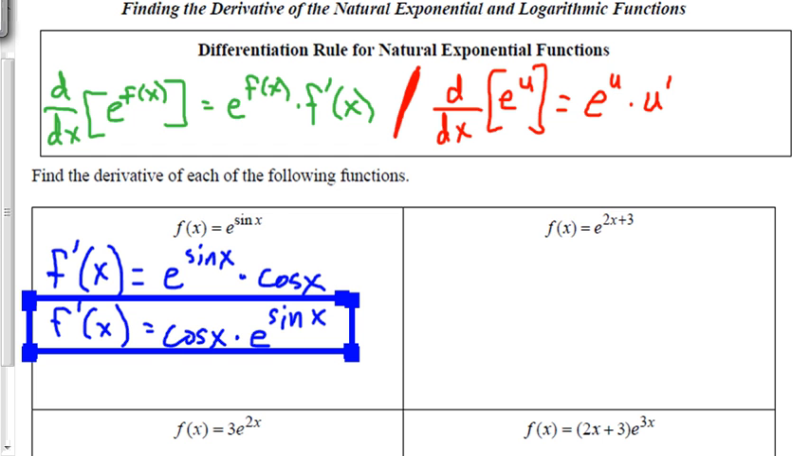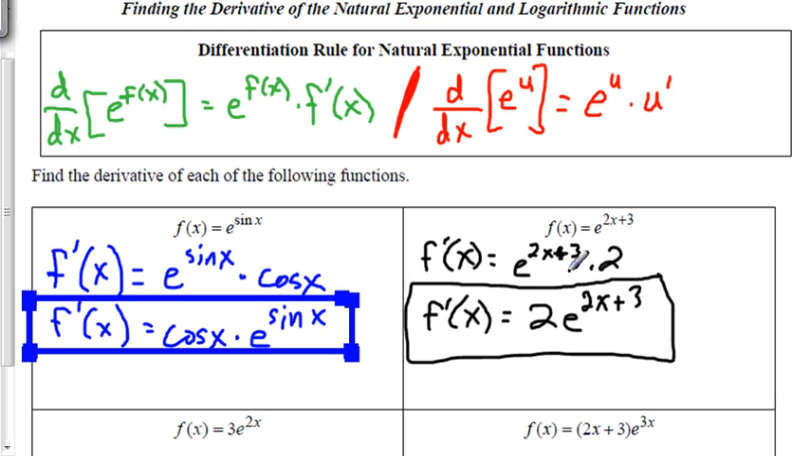All right, let's try the second. We get e to the 2x plus 3 times the derivative of the exponent, and the derivative of 2x plus 3 is just 2. Then we just rewrite it, so it's 2 times e to the 2x plus 3. All right, you guys try the next two, and then we'll check.